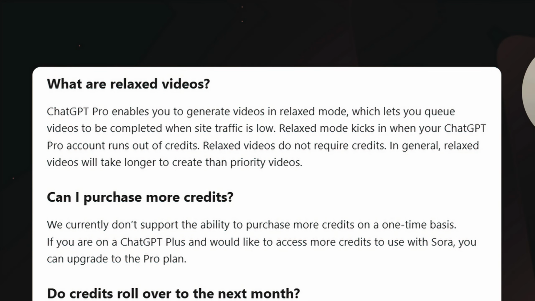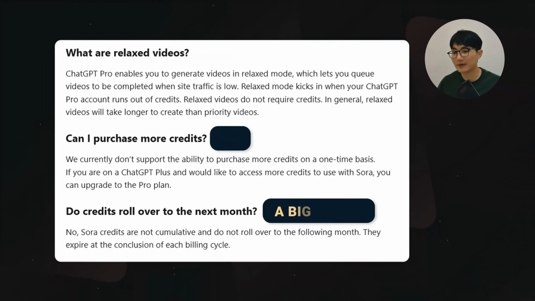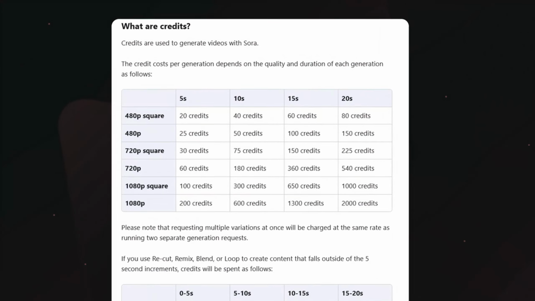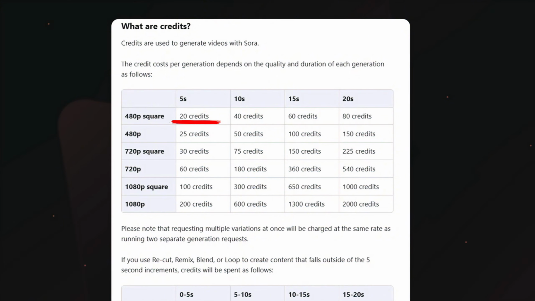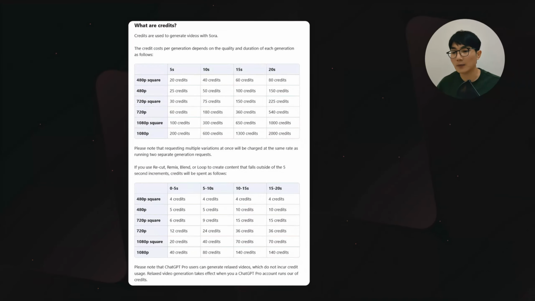Users can switch to relax mode. Your video would take a bit longer to generate, but you can keep creating without using any credits. And the amount of credits depends on what you want to create. For example, a basic 5-second video in 480p square uses 20 credits, while a premium 20-second video in 1080p will cost you 2000 credits. The higher the quality and the longer the duration, the more credits you will need.